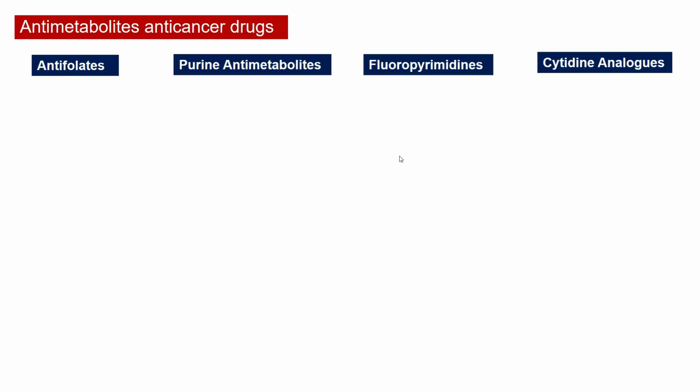They basically interfere with DNA metabolism by mimicking DNA bases, like purine and pyrimidine bases. Or the antifolates inhibit folic acid synthesis, because folic acid is essential for nucleic acid synthesis. So these are the classes, plus the pyrimidine classes, fluoropyrimidines and cytidine analogs. These are the types of drugs combined that you call antimetabolites.